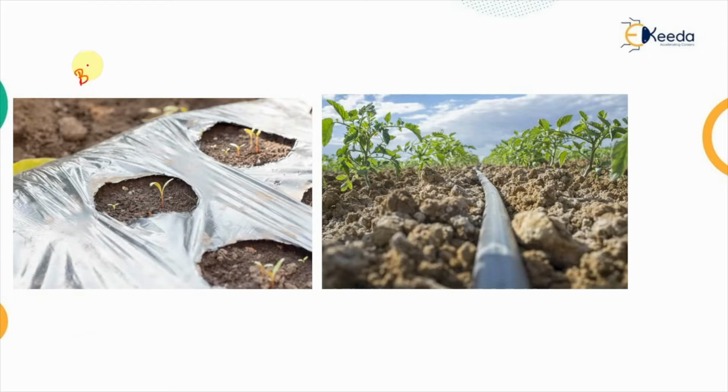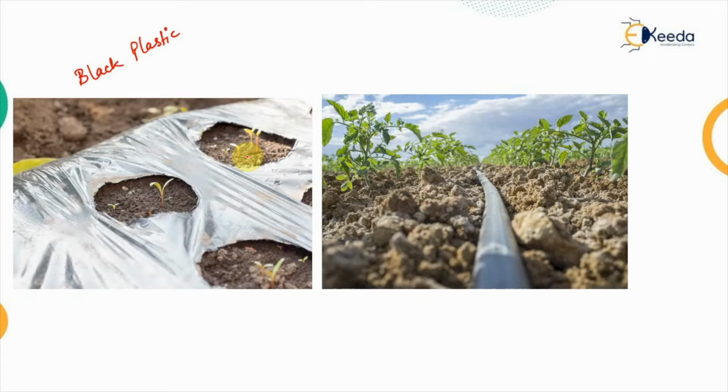So the first one is the use of black plastic. Now as you can see, this crop region has been covered with black plastic, or usually the tarpaulin. What it ensures is that the soil below this black plastic is not exposed to the sunlight, and when it is not exposed to the sunlight, the process of evaporation will be hampered, and because of that the moisture retained by the soil will not be lost to evaporation.